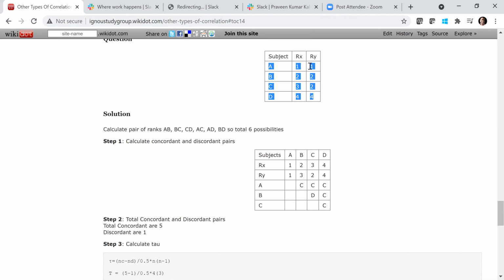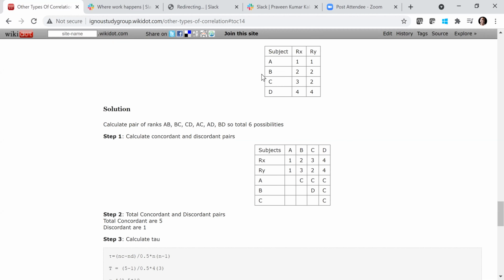And the same in case of rank Y, which is a separate subject, let's say mathematics here, I have 1 and I have tied ranks here, which is 2 and 2, and I have 4. Okay. So how do I calculate concordant pairs? The pairs that are possible here, permutation combination: AB is one pair, BC is another pair, CD is another pair, AC is another pair, AD, BD. So all 6 possible combinations, right?